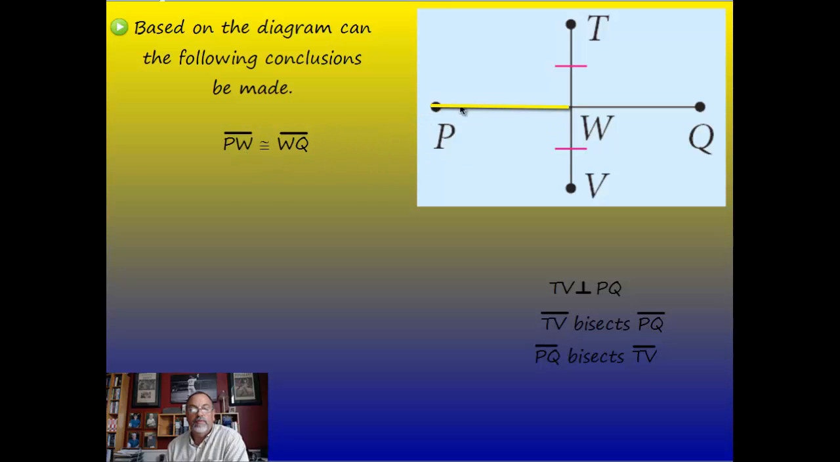Let's do one more. Is PW congruent to WQ? And again, it may look like it to my eyes, but without any markings, without any kind of definition, theorem, or postulate, I cannot make the assumption of congruency. So PW, does it equal WQ? I don't know. Can't make the assumption, so we know we don't have any markings. We don't have any way to know that.